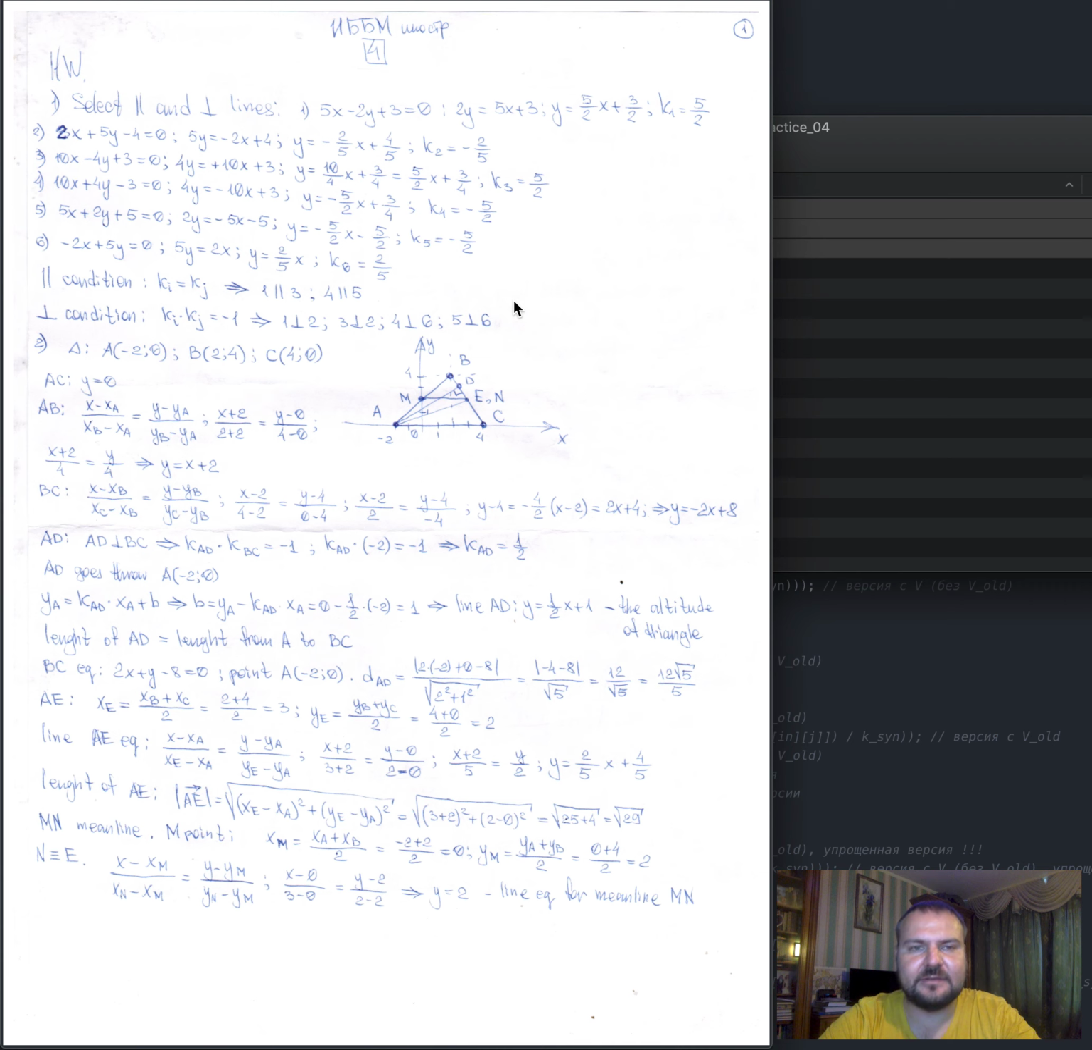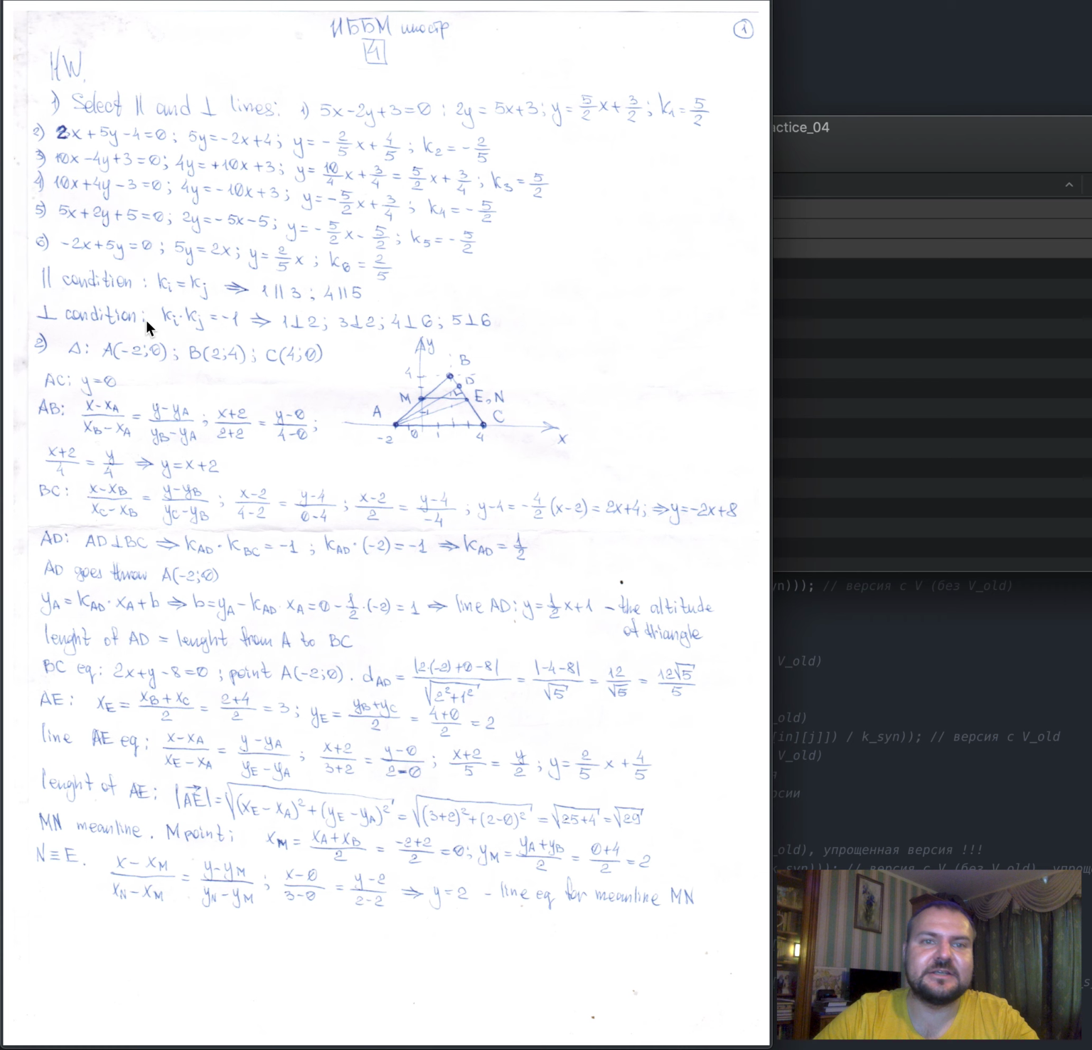If you watched my previous lecture about the straight line on the plane, the parallel line condition is when the slope values are equal, k_i equals k_j, and so we need to find which values of the k slope are the same. Here k1 equals k3, so the first line and the third line are parallel lines, and again k4 and k5 are the same too. So the fourth line is parallel to the fifth line.